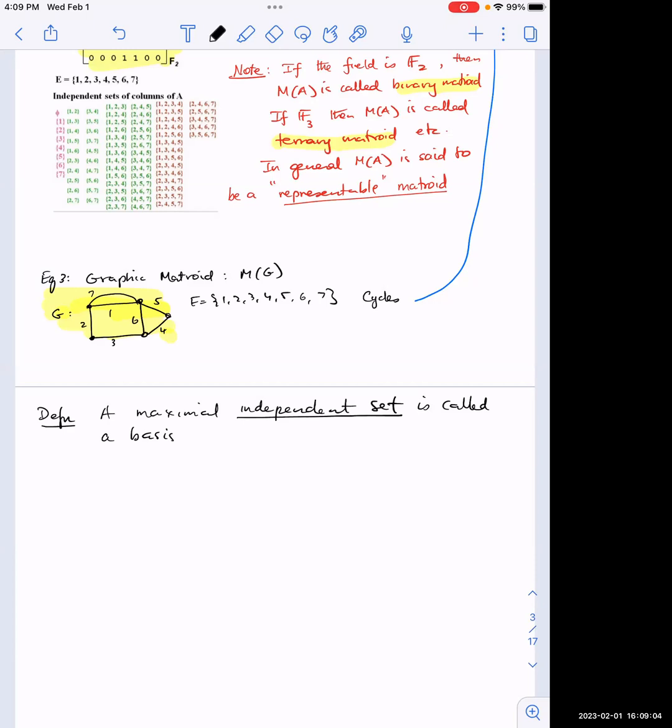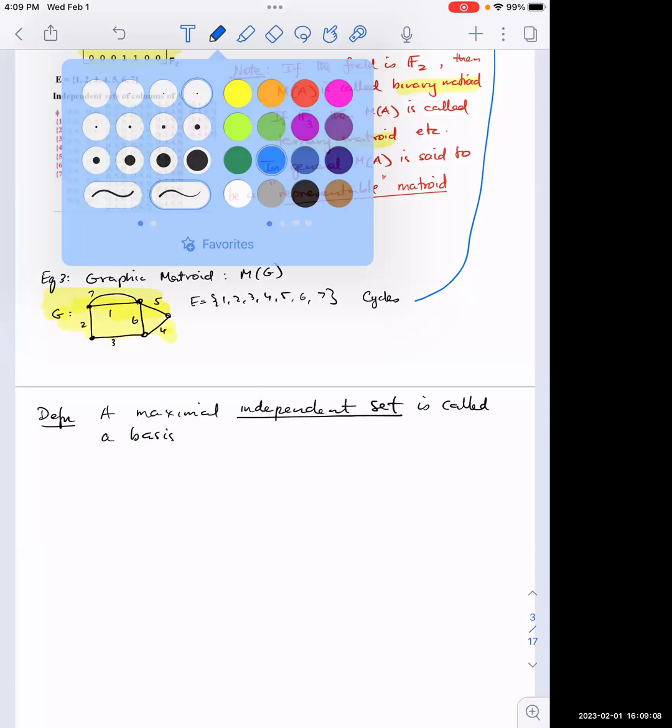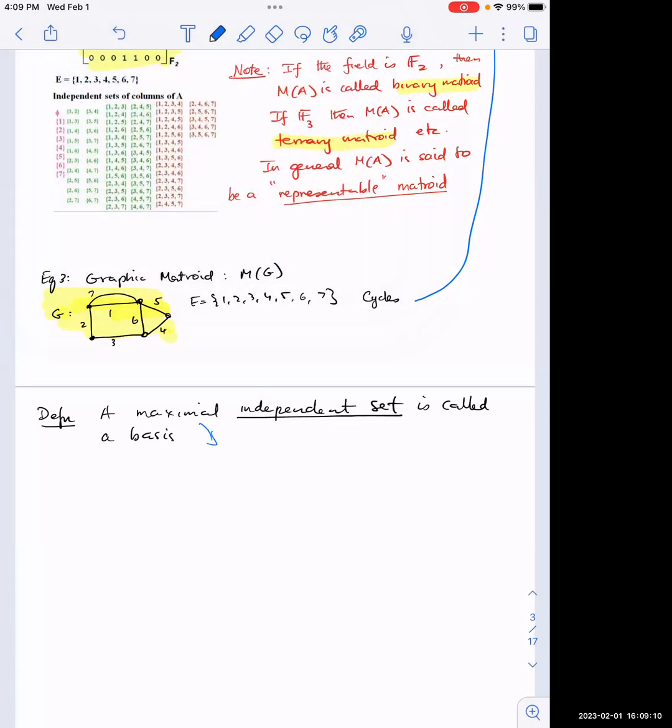And what does maximal mean in this context? It means B is independent and B union e is dependent for all e that's outside B. So that's what maximal means in this setting.